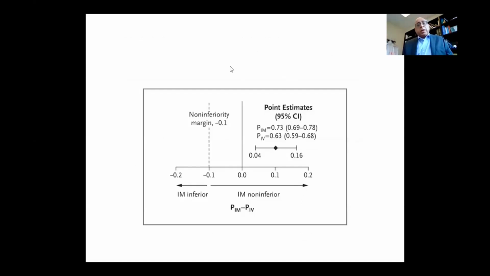As you can see, the trial was designed for judging non-inferiority. That is, the investigators wanted to know whether midazolam was at least as good or effective as lorazepam. What they found was that midazolam was effective in somewhat more than 73% of patients, whereas lorazepam was effective in 63% of patients. Lorazepam just exceeded the non-inferiority margin.